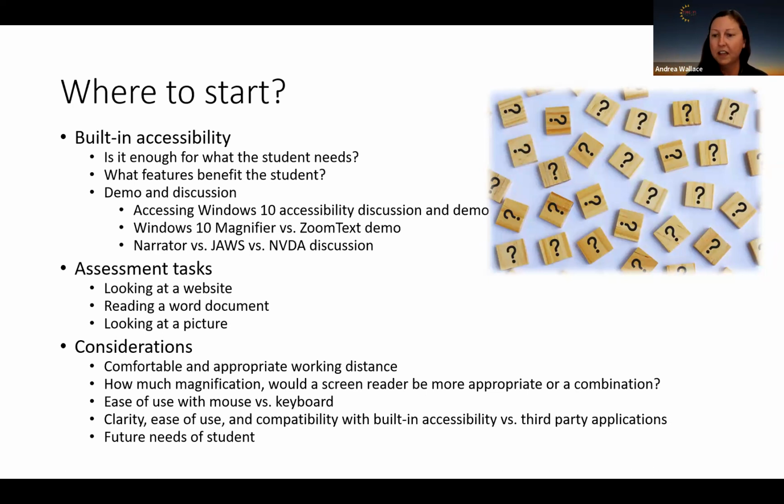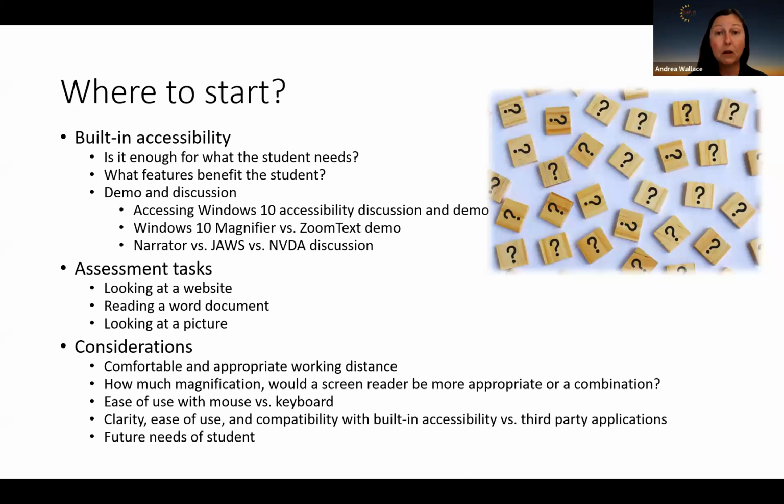So good stuff. Some assessment tasks that you can do using the built-in accessibility are looking at a website, reading a Word document, looking at a picture, maybe a PDF, and some other considerations, just comfortable and appropriate working distance, making sure those ergonomics are on point. Looking at how much magnification the student needs. If the student's going over 4 or 5x, a screen reader or a combination of both might be more appropriate for longer reading and for those ergonomic purposes.